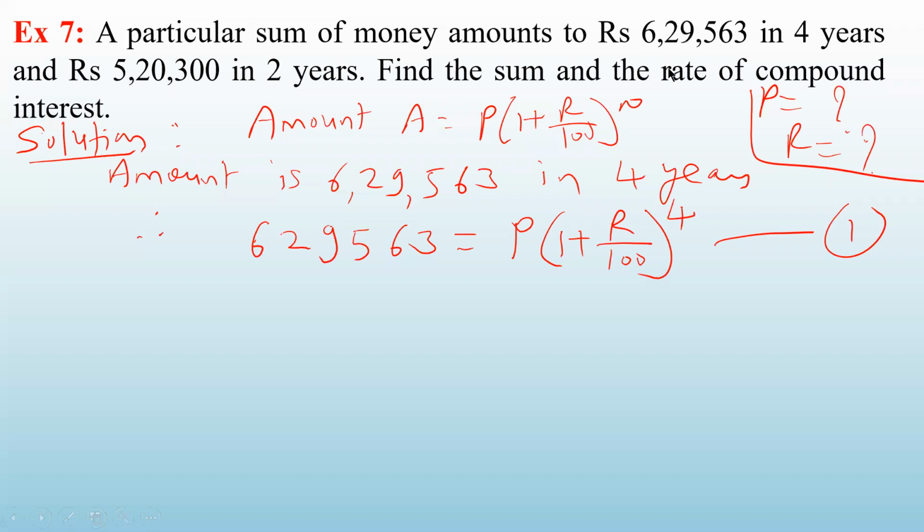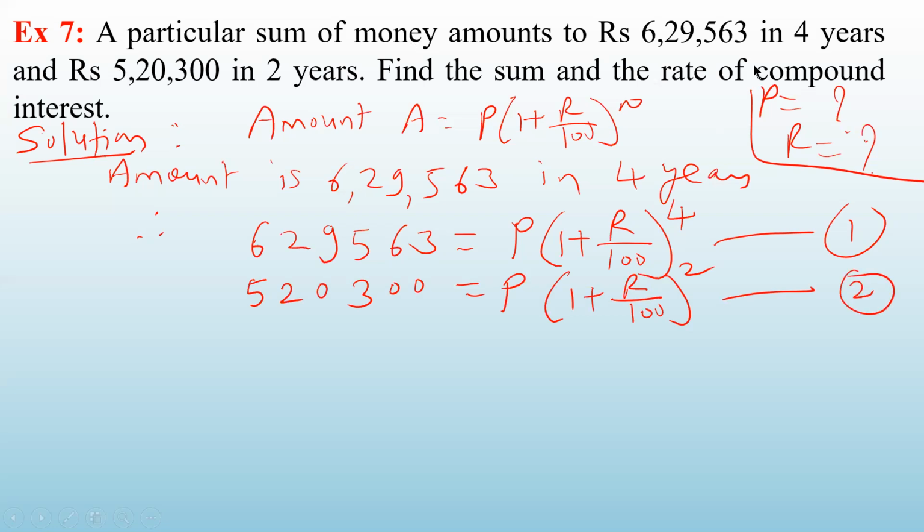The value of A is 6,29,563 in 4 years. So N is 4. And the same principal becomes this much in 2 years. So you'll get another equation: 5,20,300 for the same principal with the same rate, but in how many years? In 2 years. This you get as equation number 2. As I told you, if you have to find out the values of two unknowns, like here P and R, you need two equations. So we have got two equations. Now you have to solve these two equations and get the values of P and R.